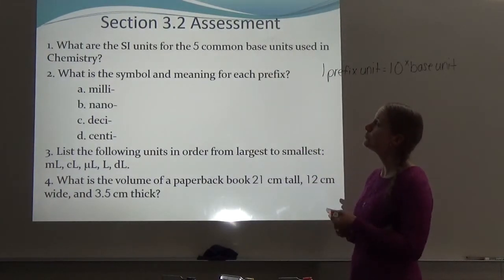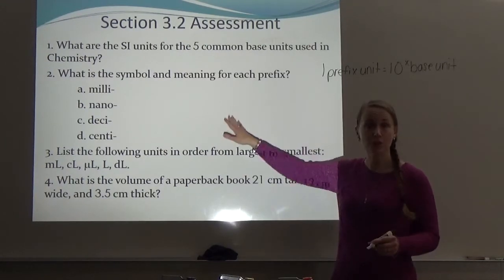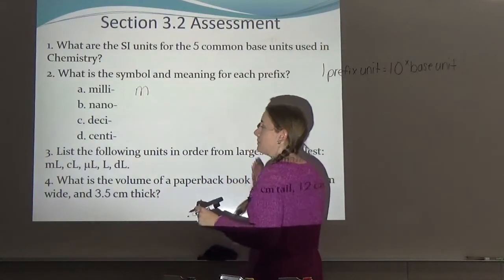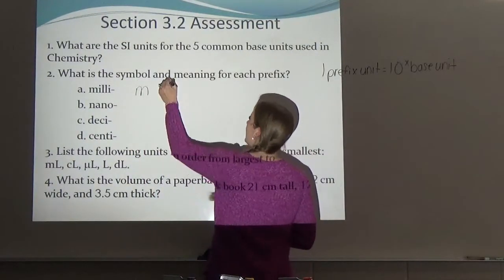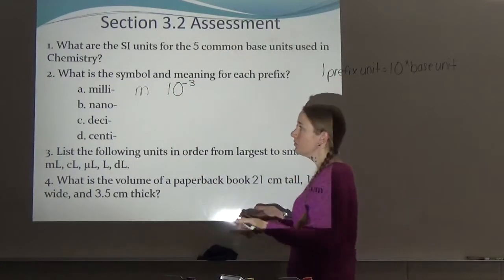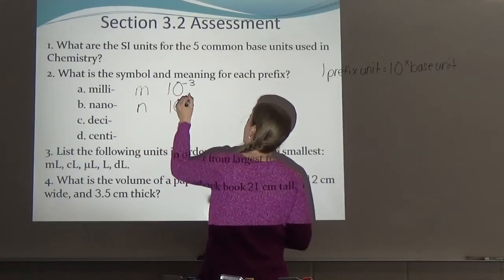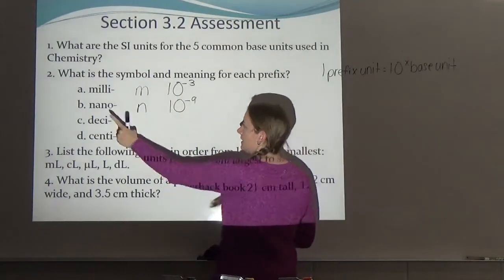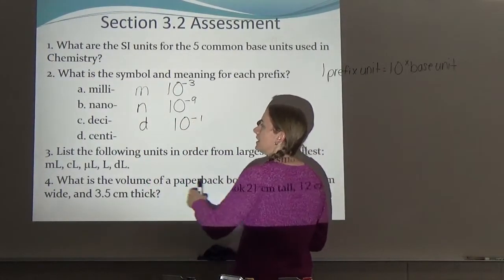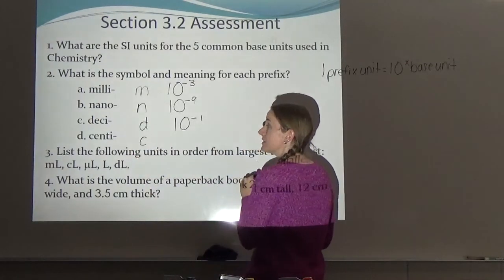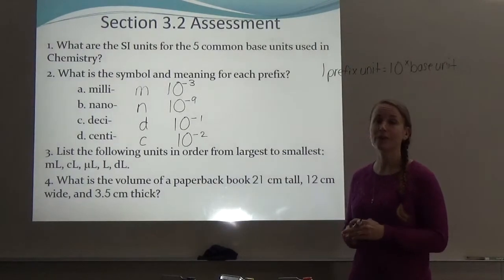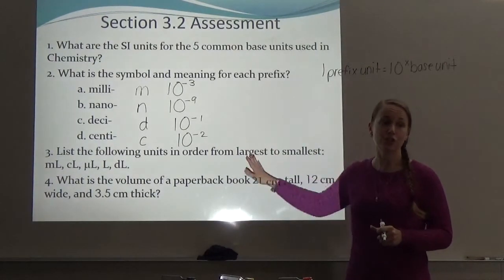All right, so number 2, it says, what is the symbol and meaning for each prefix? So this is where you'll need your prefix chart. So milli, the symbol is just an M, like millimeter, milligram. And the meaning, if you look at your SI prefixes chart, is 10 to the negative 3. Nano, the symbol is N. Deci, the symbol is D, the meaning is 10 to the negative 1, and centi, the symbol is C, and the meaning is 10 to the negative 2. So again, I just pulled all of that information from your SI prefixes chart.